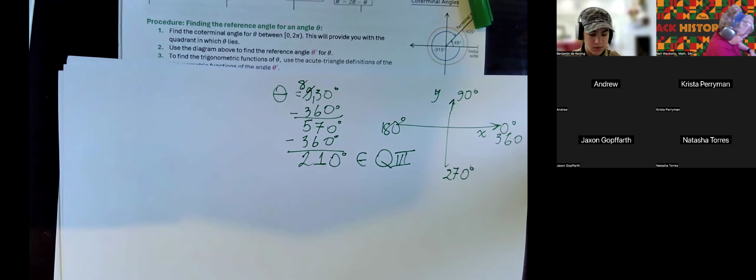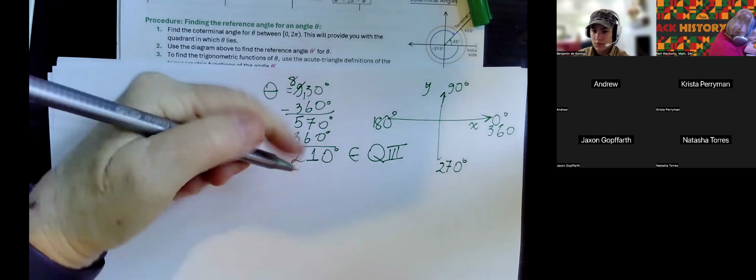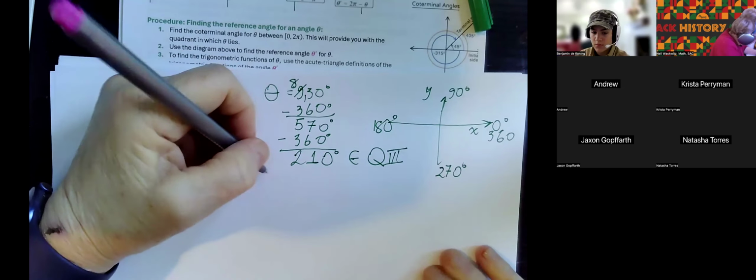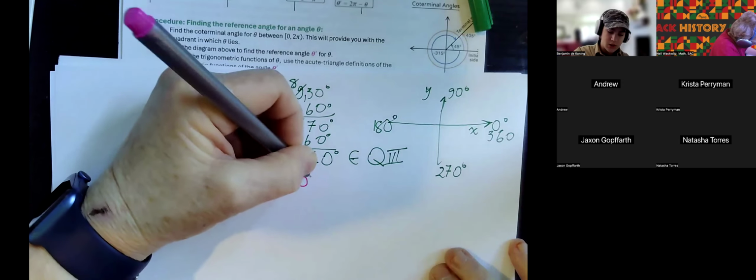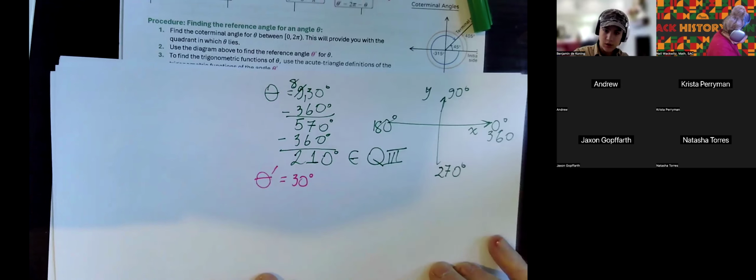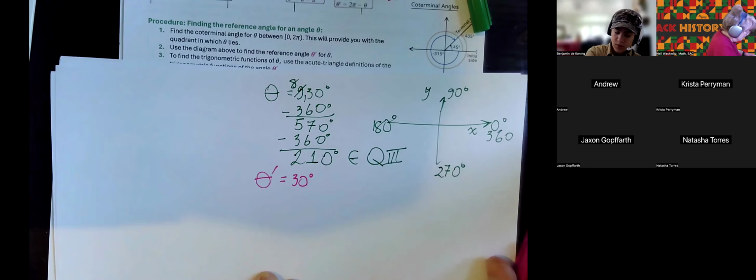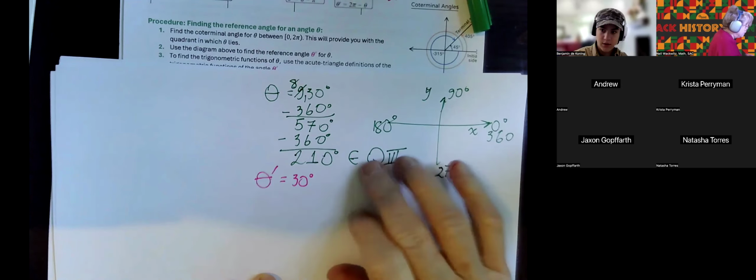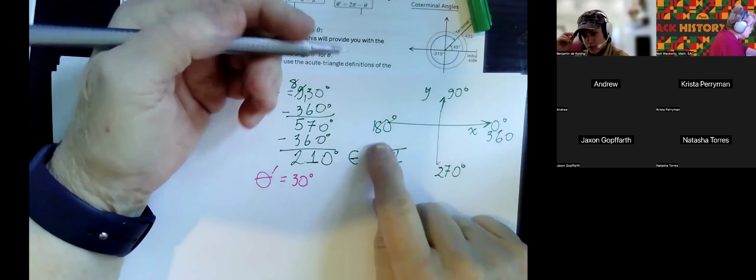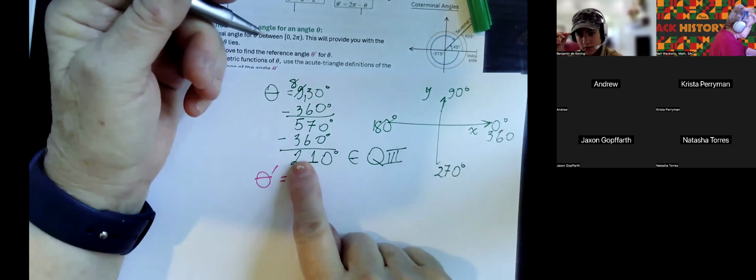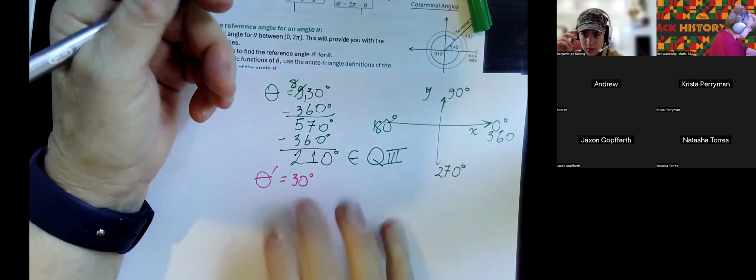What is the reference angle? 30 degrees. Good. And how do you know? Because if you subtract 30 degrees from 210, you get 180, which is the closest x-axis. Okay, good. And similarly, you could subtract 180 from 210, and you would also get 30.